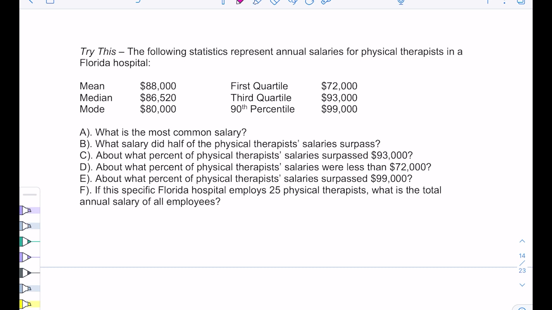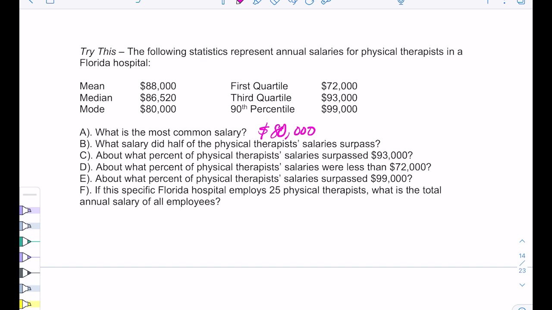The following statistics represent annual salaries for physical therapists in a Florida hospital. So they give us the mean, median, and mode, and then the first and third quartiles and the 90th percentile. So what is the most common salary? When they're asking for the most common, they're referring to which one? If you answered the mode, you would be correct. So the mode is the most common, or 80,000. So the most common salary for a physical therapist at this Florida hospital is $80,000 a year.